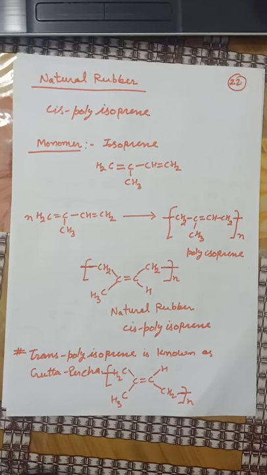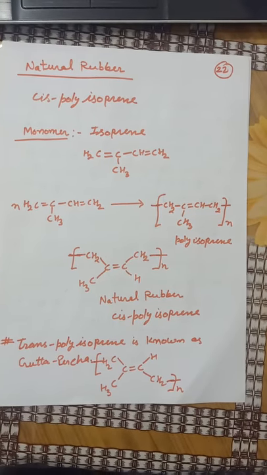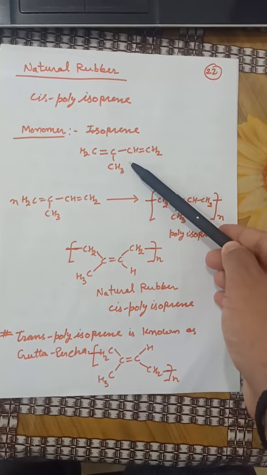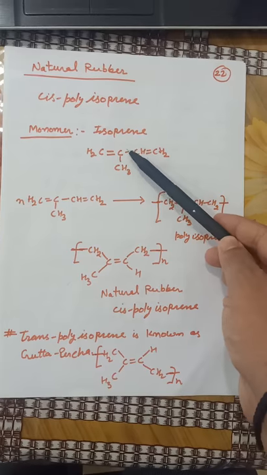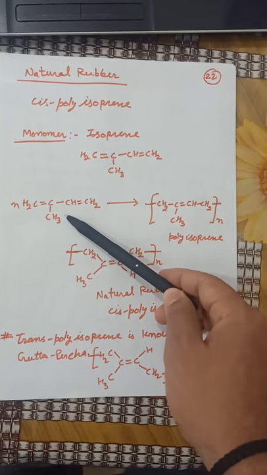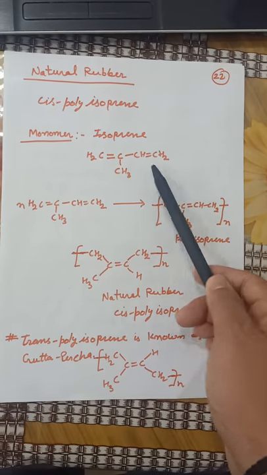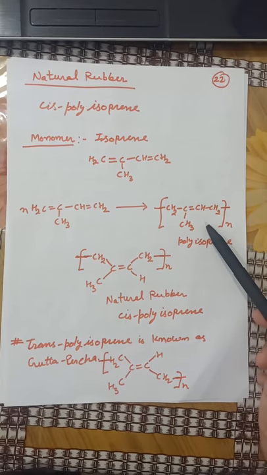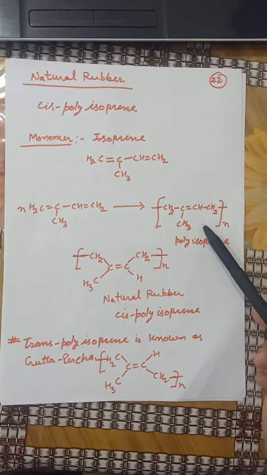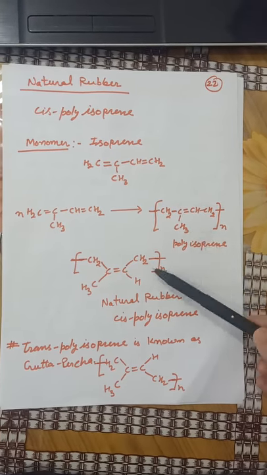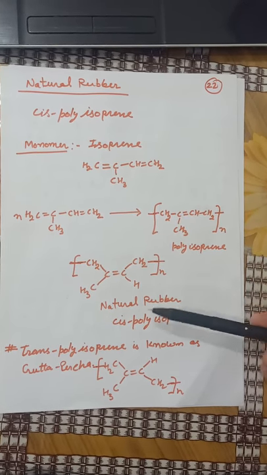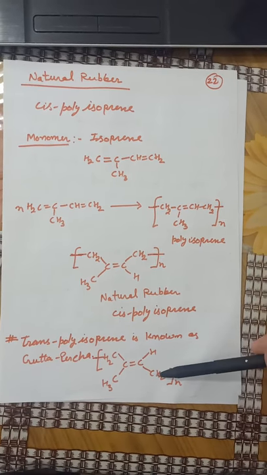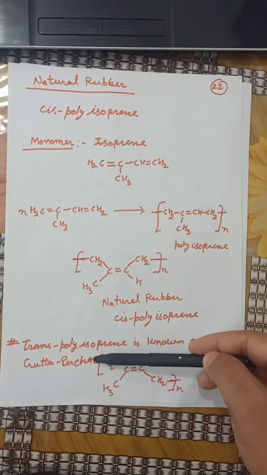Now if you talk about the natural rubber, this is cis-polyisoprene, and the monomer for this is isoprene. If you see again, it is also a derivative of butadiene. Hydrogen is replaced by a methyl group. When n number of molecules of isoprene are polymerized, they form polyisoprene. Now they can form cis polyisoprene or trans polyisoprene. The cis form of polyisoprene is known as natural rubber, whereas the trans form of polyisoprene is known as gutta percha.